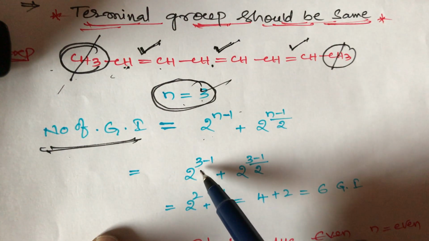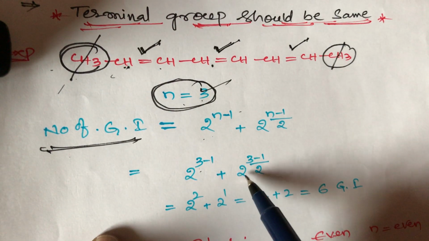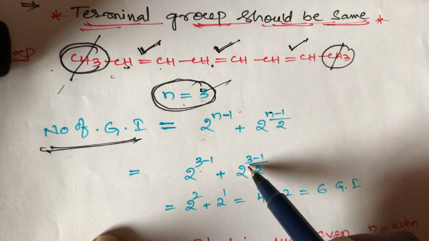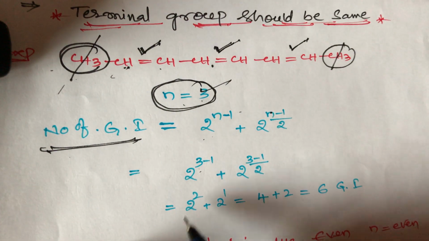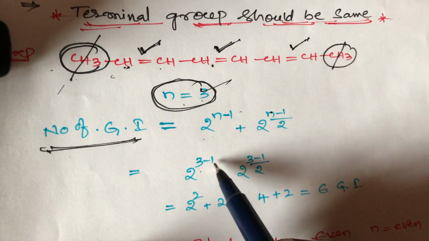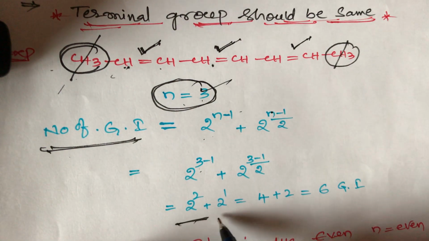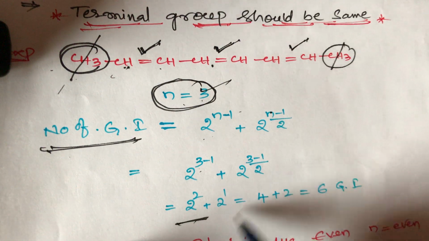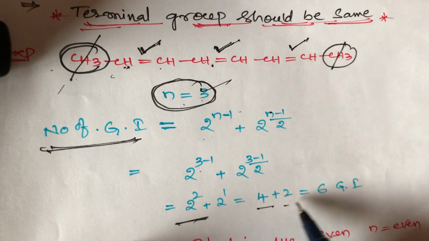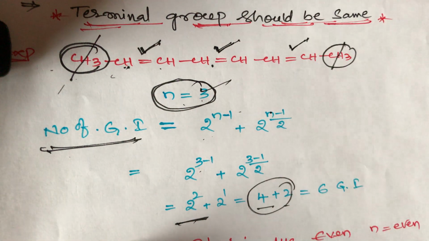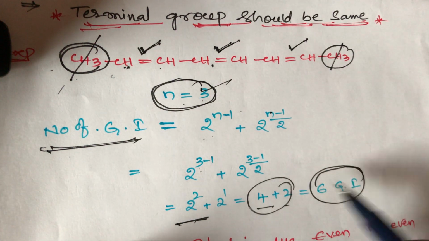Here substitute the n value 3: 2 to the power n minus 1, plus 2 to the power n value, here also 3. So n minus 1 is 3 minus 1, which is 2. What is the final conclusion? 3 minus 1 means 2 only. So 2 squared plus, in the final calculation, 2 power 1. So total geometrical isomers: 2 twos are 4, plus 2. Total geometrical isomerism in the given compound: 6 geometrical isomers are possible.